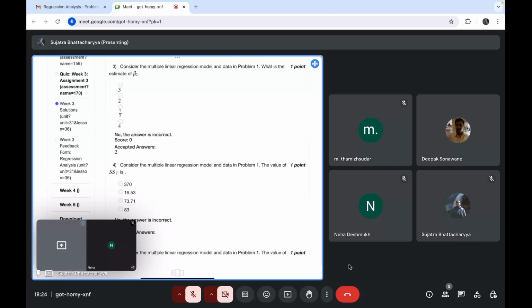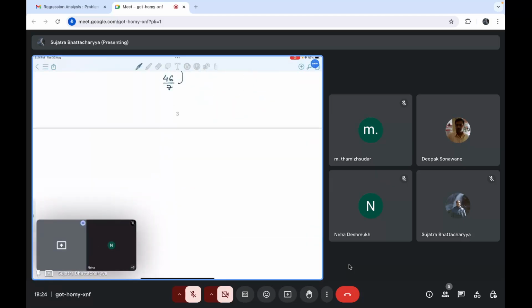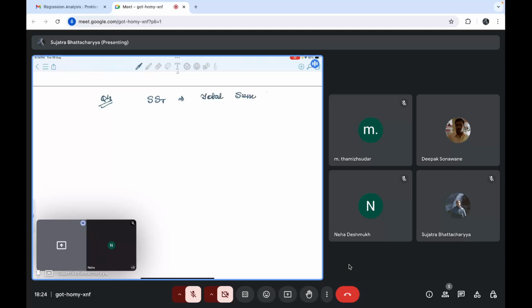Next is somewhat different. We have to calculate the value of SST, the total sum of squares. Question 4 talks about the SST, the total sum of squares. Its definition does not change much. The total sum of squares, let me write.